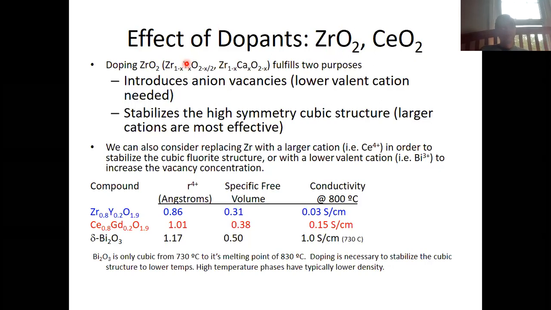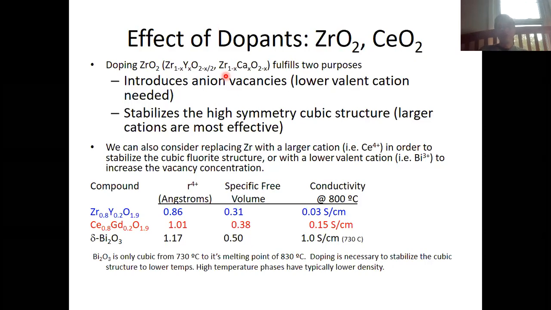Okay, so typical dopants are yttrium. Okay, yttrium 3 plus has 1 valence less than zirconium 4 plus. You can also dope with calcium. Calcium 2 plus has even 2 positive charges less than zirconium 4 plus.